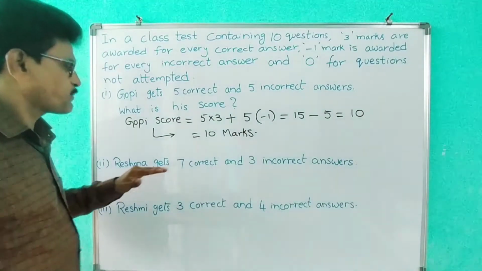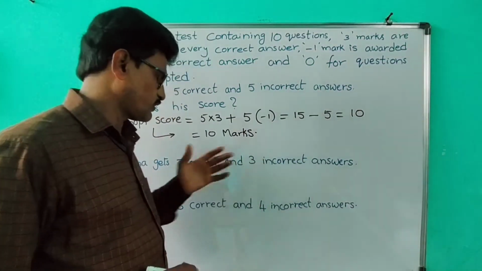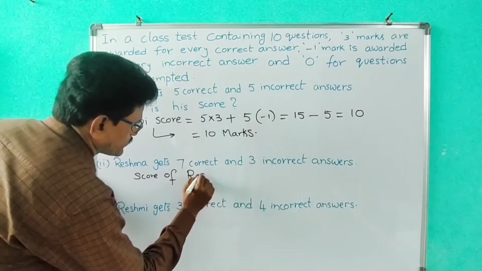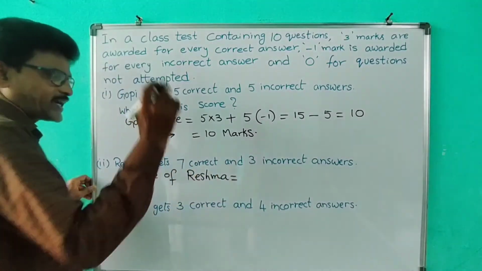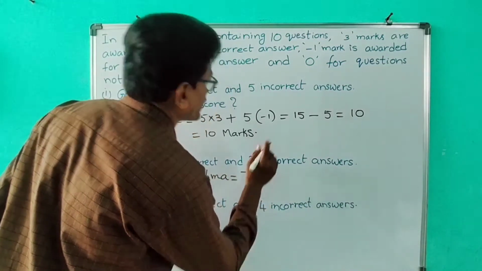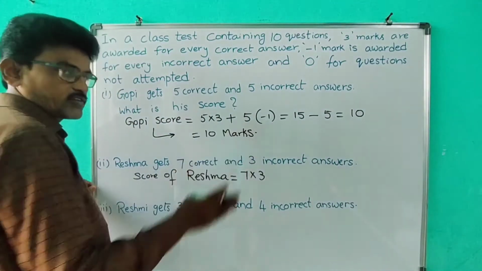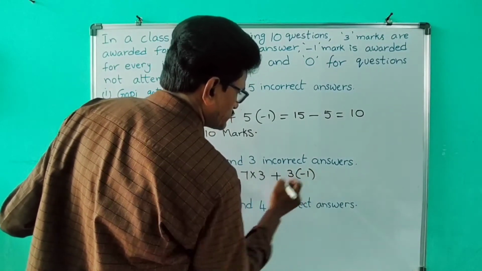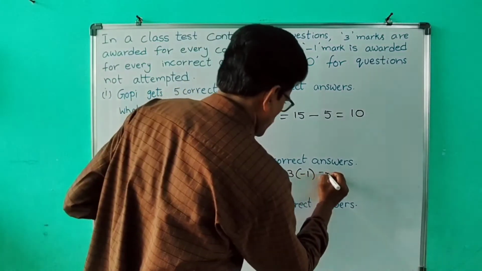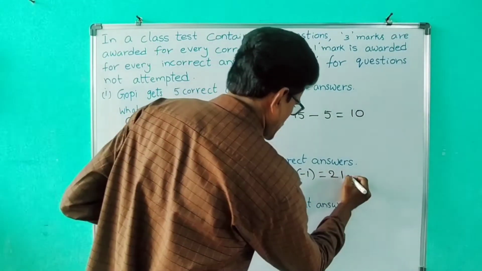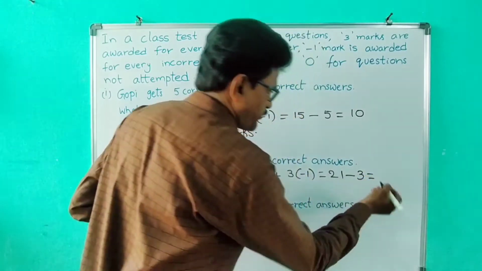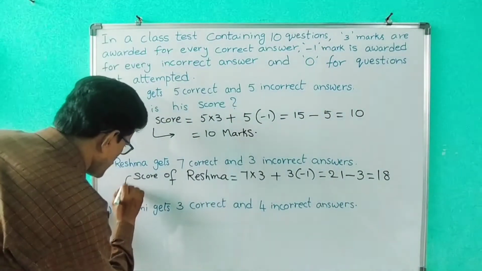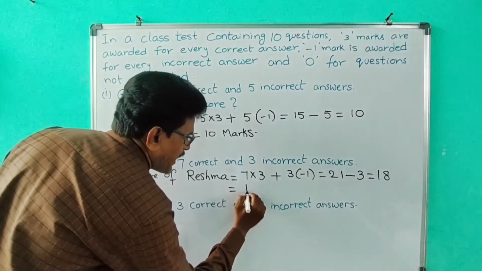Now see, Reshma gets 7 correct and 3 incorrect answers. Now we will calculate the score of Reshma. Here also I am writing in shortcut. 7 correct answers, so 7 into 3, 3 marks for every correct answer. Plus 3 incorrect answers, 3 into minus 1. This is loss. 7 into 3 is 21. Plus into minus is again minus, 3 into 1 is 3. So 21 minus 3 is 18. So the score of Reshma is 18 marks.